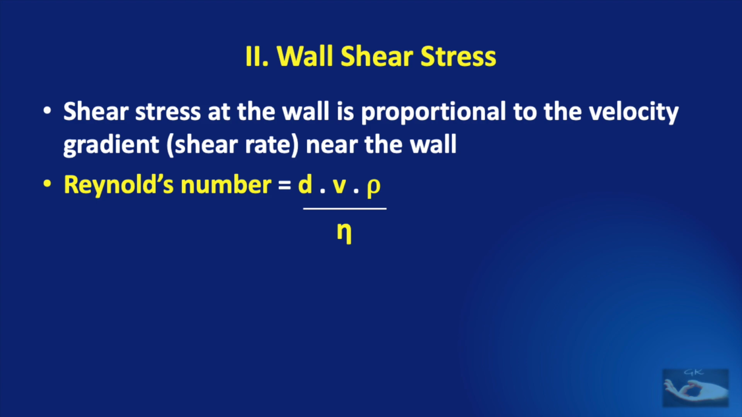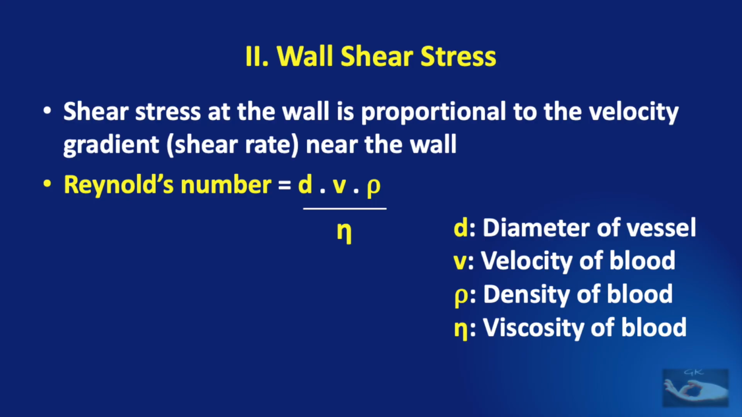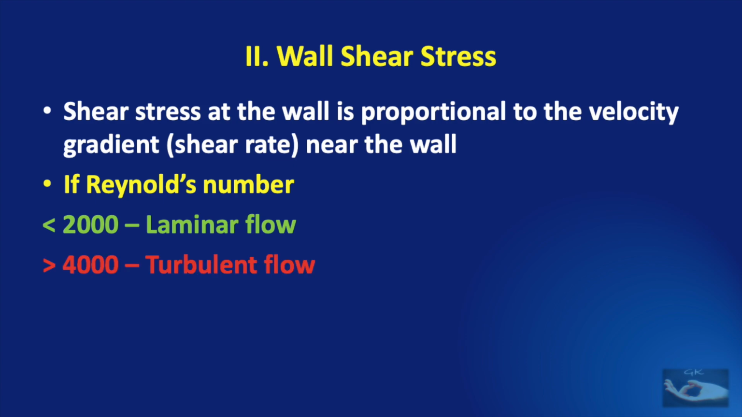This is represented by what is known as the Reynolds number. This Reynolds number is calculated by d into v into rho divided by nu, where d is the diameter of the vessel, v is the velocity of blood, rho is the density of blood, and nu is the viscosity of blood. If the Reynolds number is less than 2000, it usually has a laminar flow. But if it is more than 4000, the chances of turbulent flow are very high.